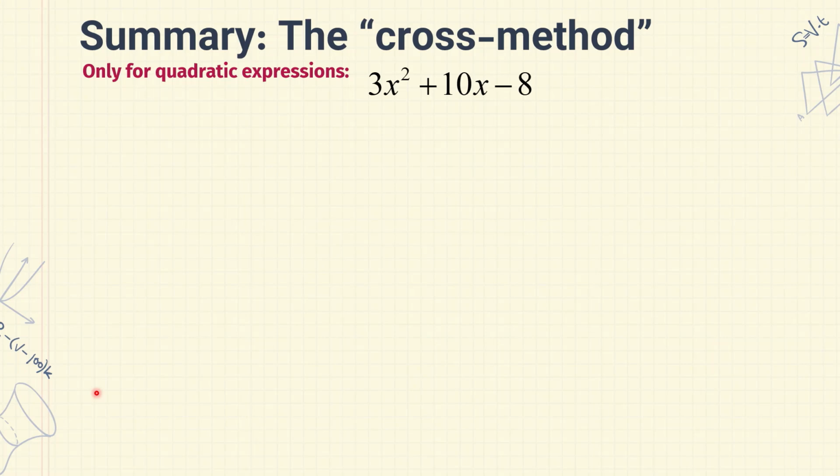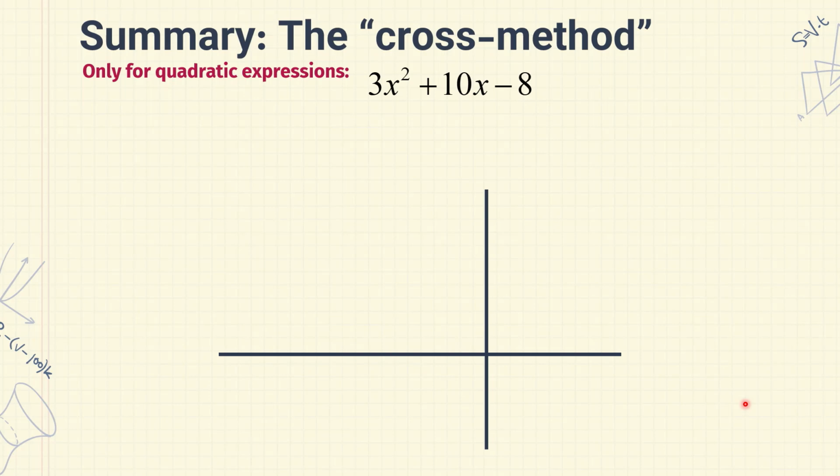So let us now summarize the cross method that we have just learned through the earlier examples. We must keep in mind that the cross method is only applicable to quadratic expressions. So an example of a quadratic expression that we have here is 3x squared plus 10x minus 8. In the cross method itself, we must always start off with drawing out the frame. So the frame looks something like this. And in this frame itself, there are various components that we must fill in.